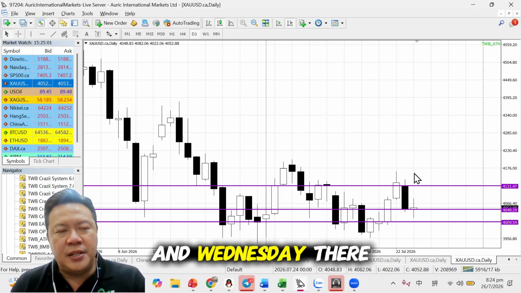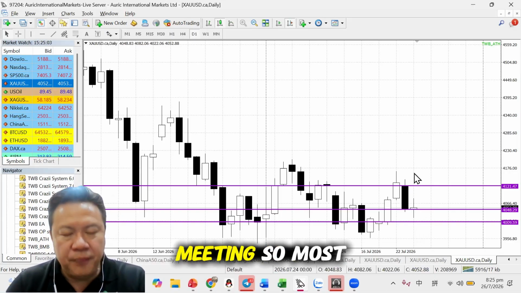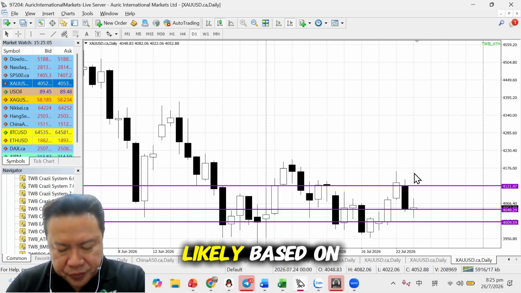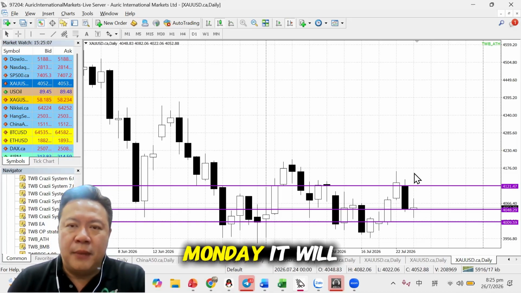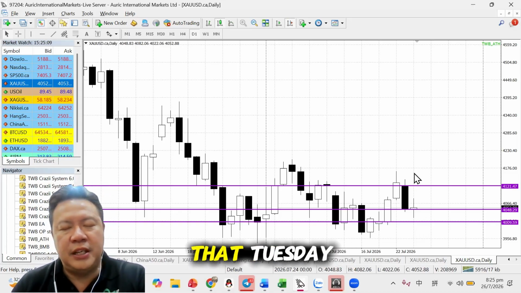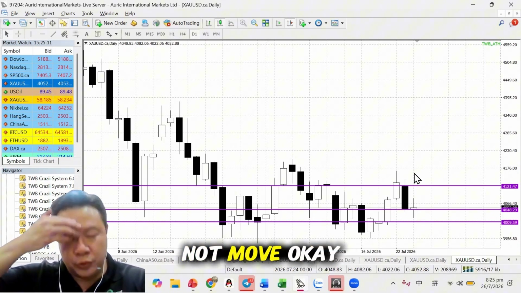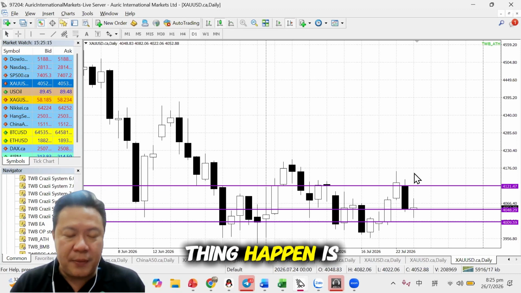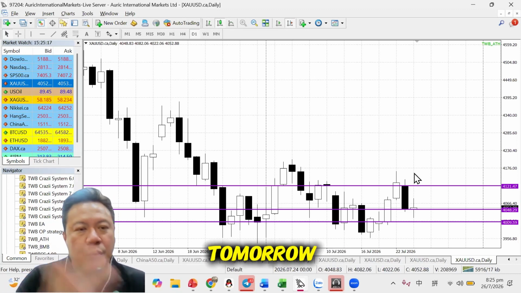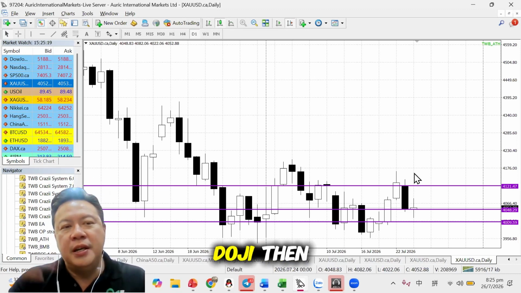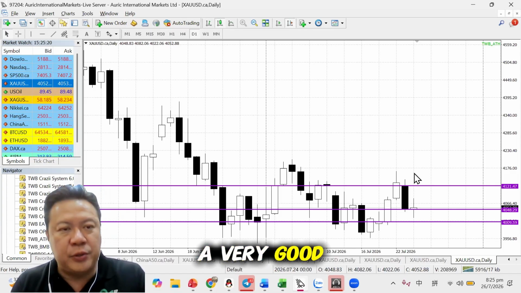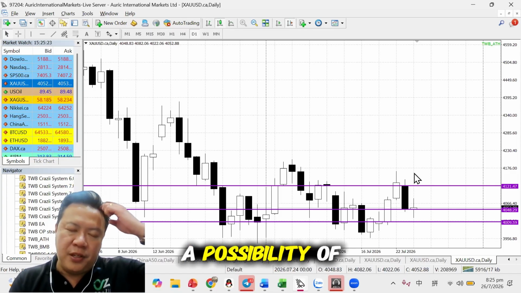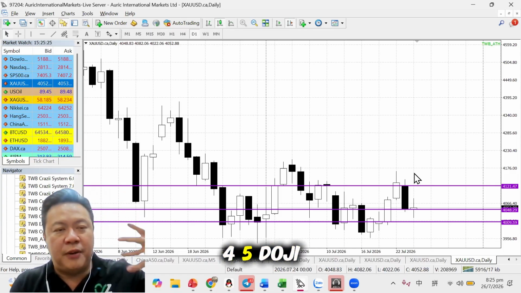Now, on Tuesday, Wednesday, there will be an FOMC meeting. So most likely, based on experience, Monday it will move. Then after that, Tuesday, Wednesday, it will not move. Let's see whether I'm right. If the worst thing happens and tomorrow also does another doji, then Tuesday will be a very good day to trade. Now, is there a possibility of 4 doji or 5 doji?